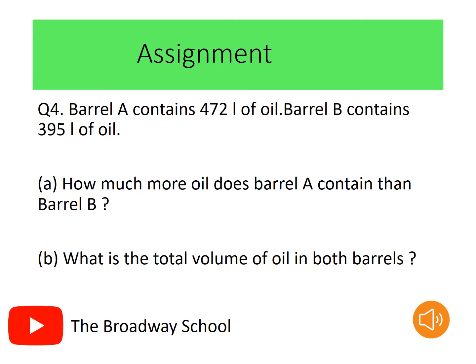And part B, what is the total volume of oil in both barrels? In total volume, what we usually do, we add it. You need to add these two amounts, and then you will have your exact answer. 472 plus 395. Then you will have your exact answer. Do both these parts with proper statements and with final statements as well. In part A, you are going to do subtraction, and in part B, you are going to do addition, and you will have your answers.